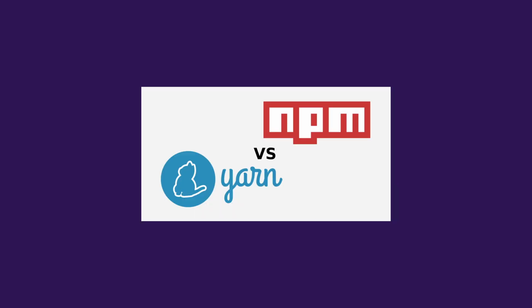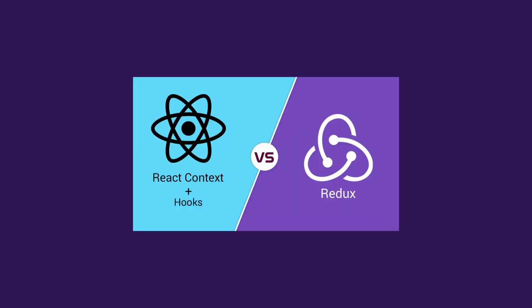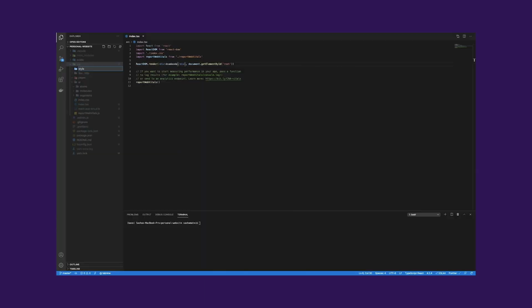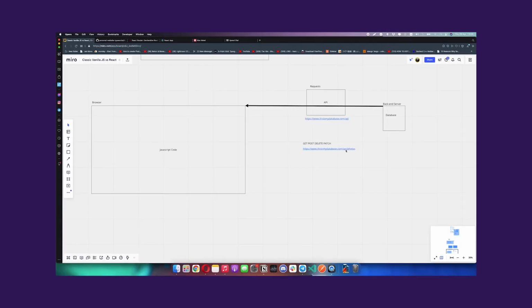We will also discuss package managers like npm and yarn. We will use React context for global state management that is an alternative to Redux. I will teach you how to use Git to work with multiple people at the same project. We will configure our project for the best development experience, and on top of that, I will explain how things work in a theoretical manner and with code, so that you understand it in full.